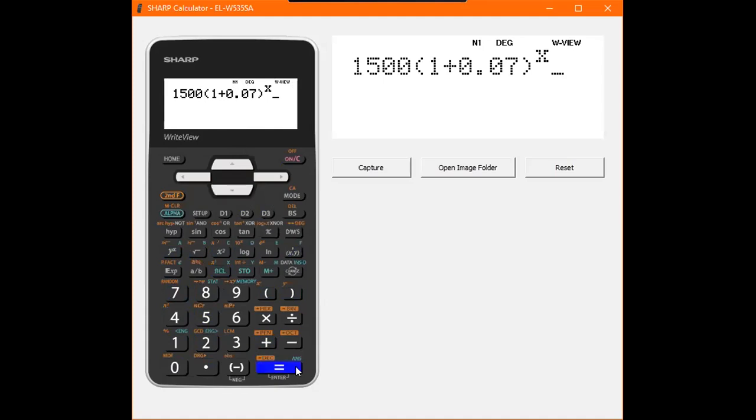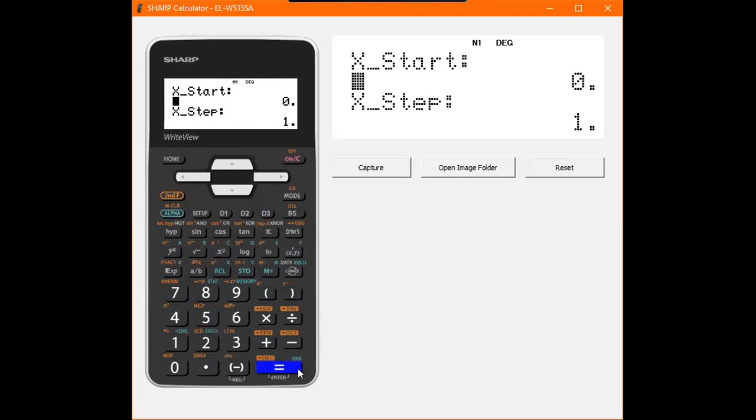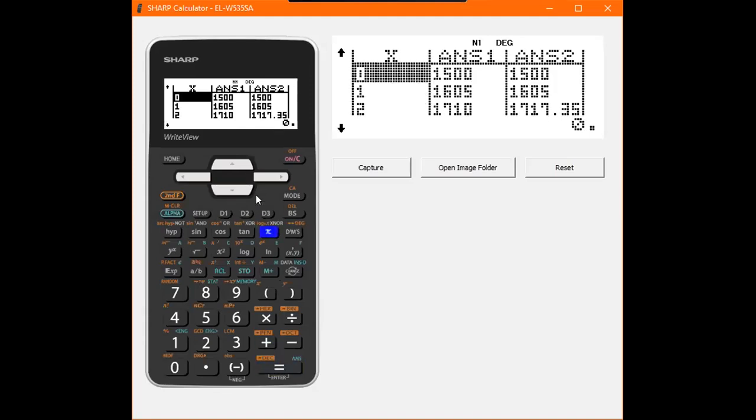Okay, so the first one we've got simple interest. The second one we've got a compound interest, both with initial values of 1,500 Rand and both with an interest rate of 7%. Leave your start at 0 and your step 1. And we just say equals, and here we go.